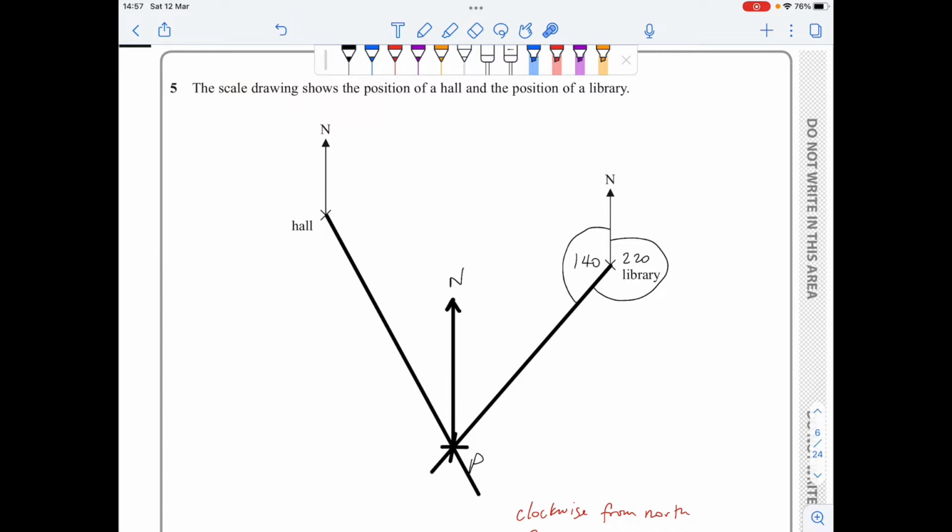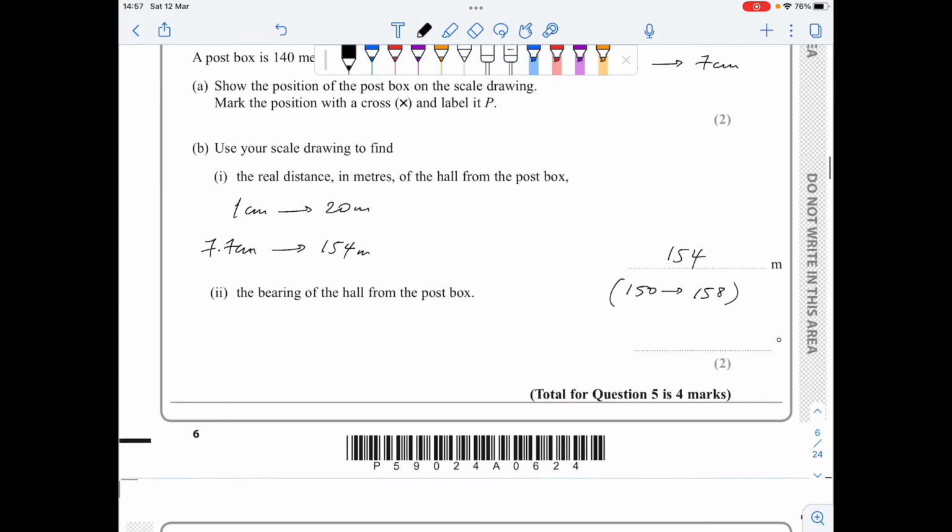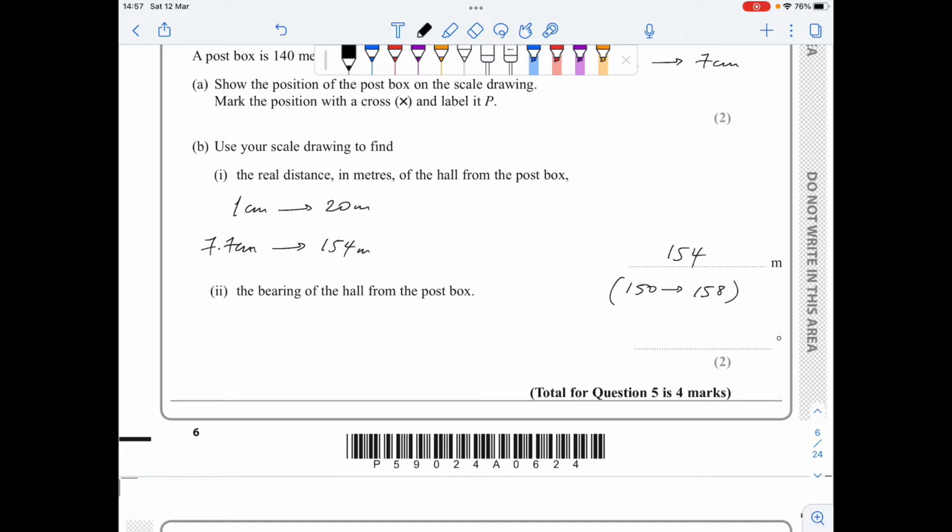Now, be careful, because when you are drawing the north, the direction is a bit subjective. So if you're not confident whether your north is indeed vertical, you can measure this angle using your protractor. And when I did, it came out to be 152 degrees. So since these angles are interior angles, the small one came out to be 28 degrees. So the bearing of the hall from the post box is 360 minus 28 degrees, which is 332 degrees. Note the mark scheme accepts anything from 330 to 334.